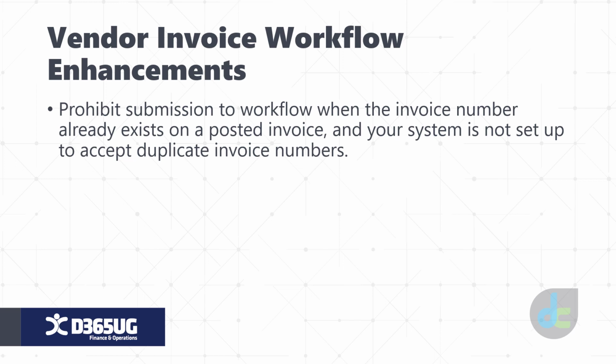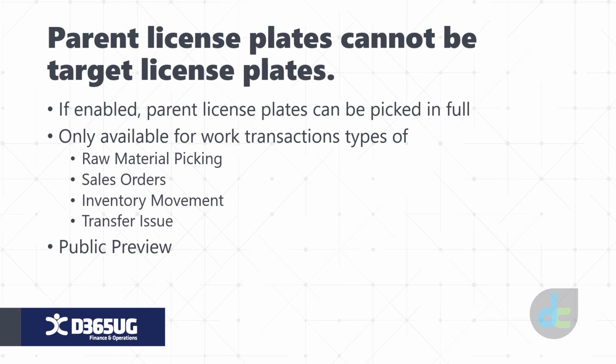Next, we have some vendor invoice workflow enhancements. There's actually only one enhancement. This prohibits the submission of a workflow where an invoice number would potentially be a duplicate if your system isn't set up to allow duplicates. So historically, this would throw an error when posting the invoice after it's already gone through workflow. Now we're just moving that error forward in the process.